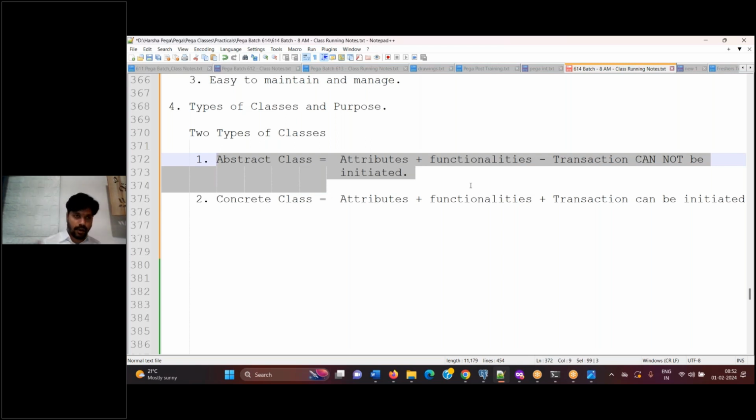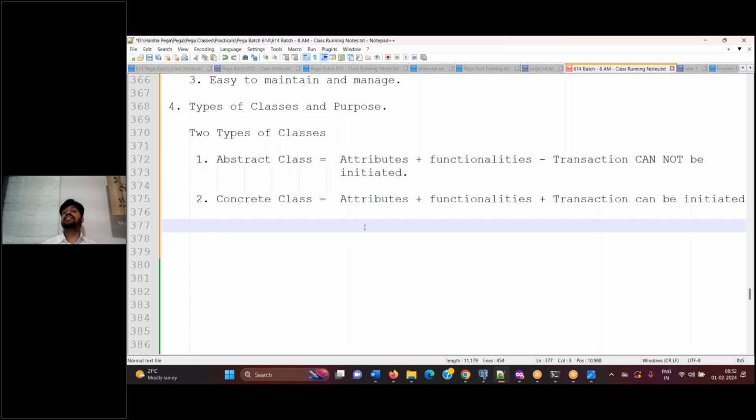Okay, that's done. I am done with types of classes. Does anyone have any questions or doubts about types of classes? I'm taking enough time to explain. I'm not simply giving you a definition. Someone may ask, sir, what do you mean, abstract is a subset of concrete? Look at these statements: attributes plus functionalities plus additionally one more feature. If you remove this feature, what will be remaining from concrete? Concrete with the removal of the transaction initiation facility will become the subset. That's the meaning of subset.